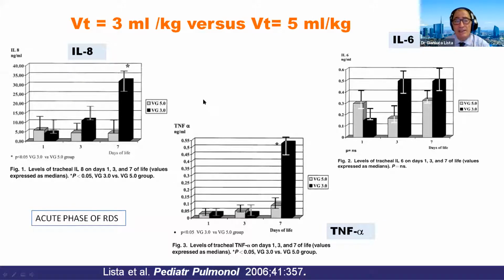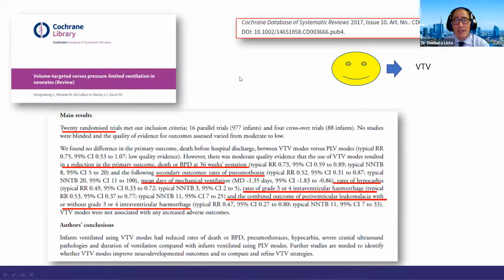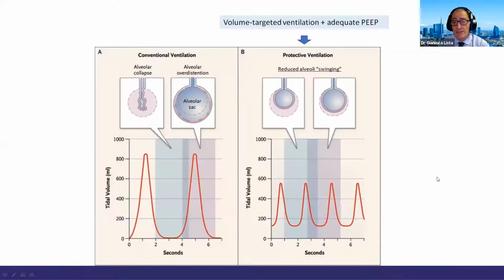So we understood that in the acute phase of RDS, a low tidal volume is unable to open up the atelectatic lungs. In 2017, this Cochrane review was published that compared pressure limited ventilation versus volume targeted ventilation. They concluded that volume targeted ventilation is able to reduce the occurrence of BPD and death, pneumothorax, to reduce the length of mechanical ventilation, rates of hypocarbia, and severe brain damage.